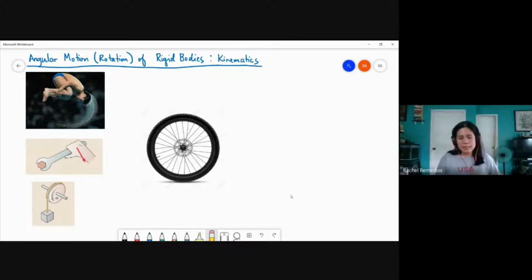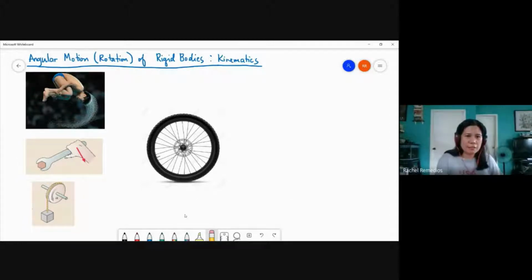In the first set of my lecture videos, I discussed an important point in any system or any object, which we call the center of mass. So in this lecture series, I'll be focusing on the description of the rotation. So this is angular motion, and then we'll just focus on kinematics.